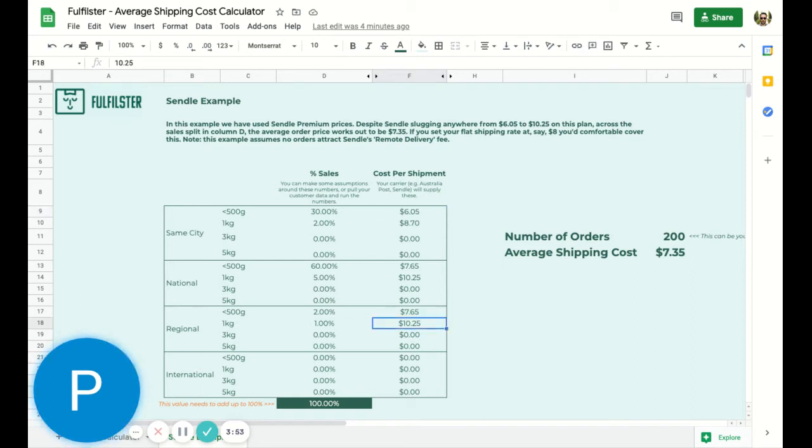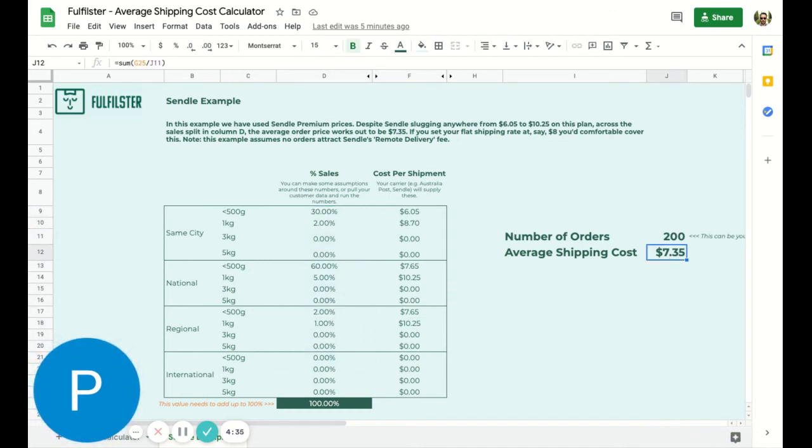In this example, we haven't added the remote delivery fee to any of these fees, so we haven't factored in any potential remote deliveries you might get. But to keep it easy for this exercise, we'll cap it at this. As we can see here, over 200 orders, so let's say you ship 200 orders in a month or a year, enter a number here that's relevant to you, the actual average shipping cost is going to be $7.35. So despite the fact that some of your shipments are going to cost $6.05 and some are going to cost $10.25, your average shipping cost, based on this split, is going to come in at $7.35.